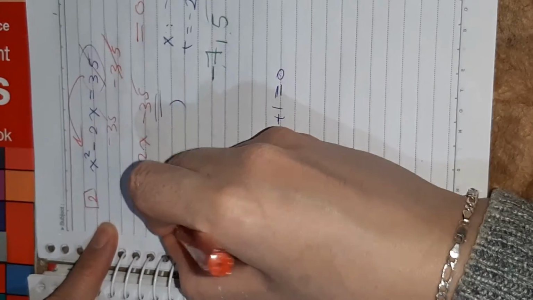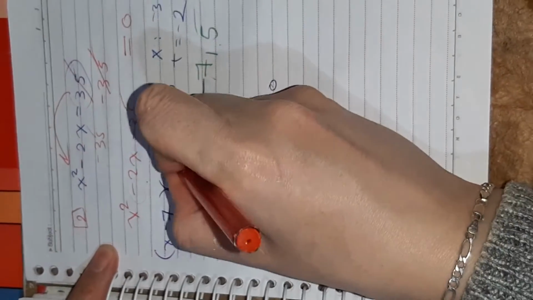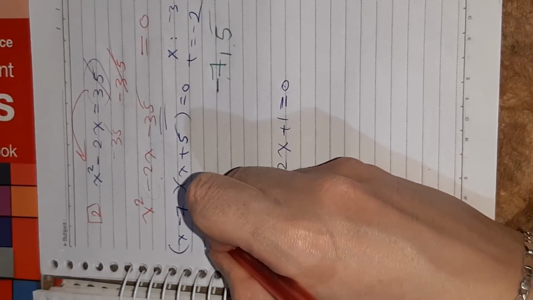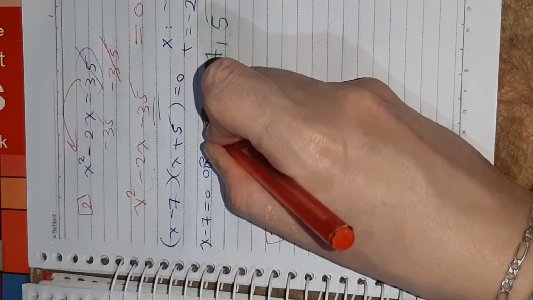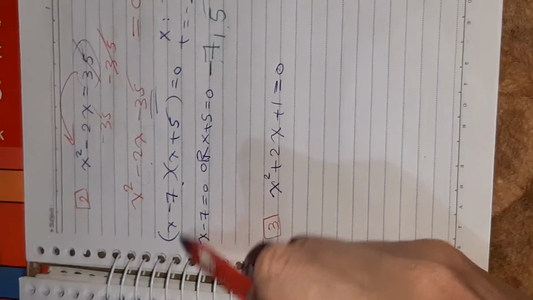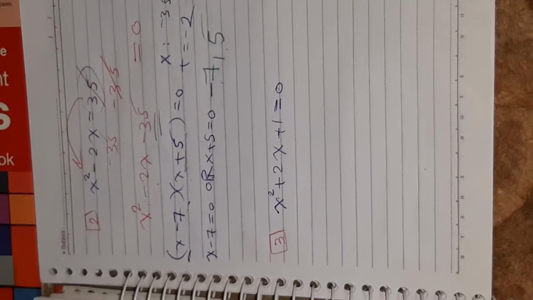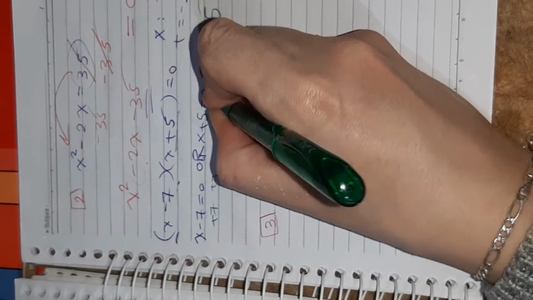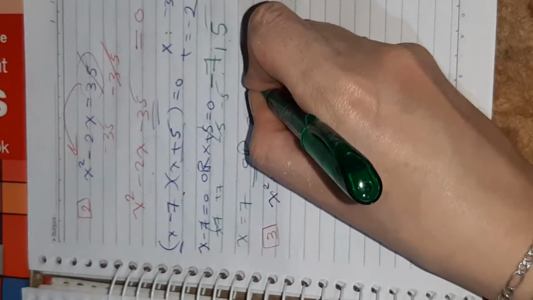Two brackets, x equals 0. Here -7 and here plus 5. So here we have x minus 7 equals 0 or x plus 5 equals 0. Now, plus 7 on both sides, minus 5 on both sides, the numbers cancel. x equals 7 or x equals -5.